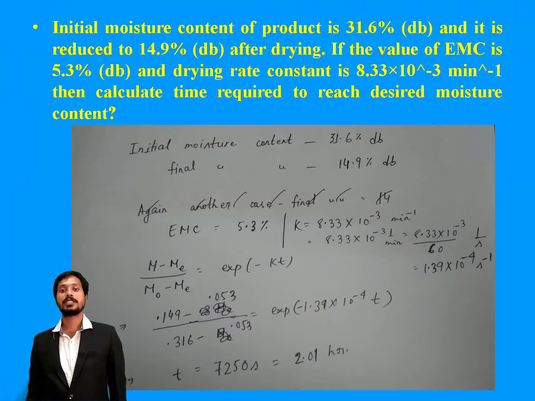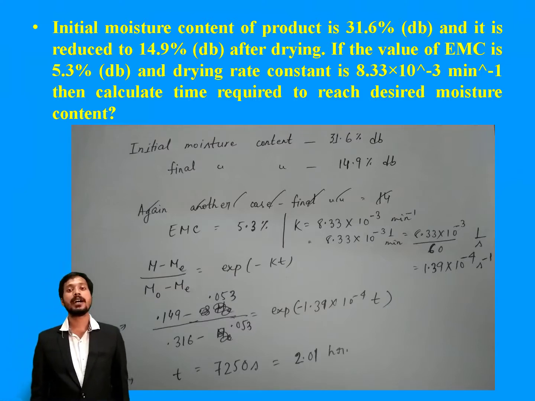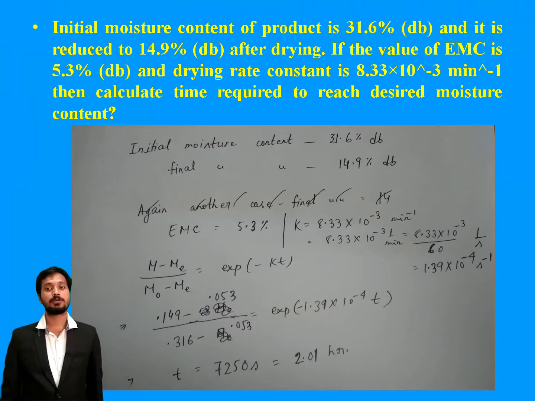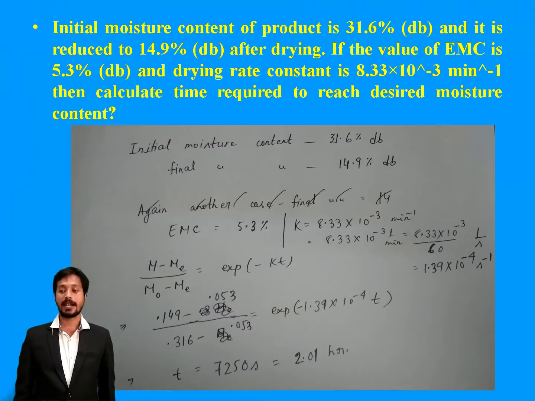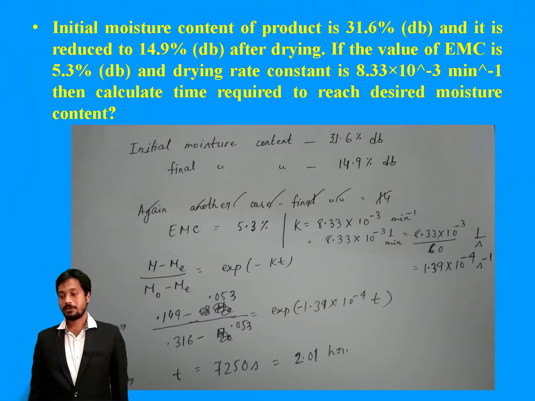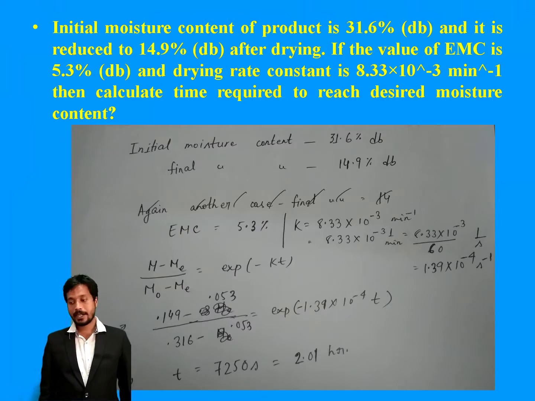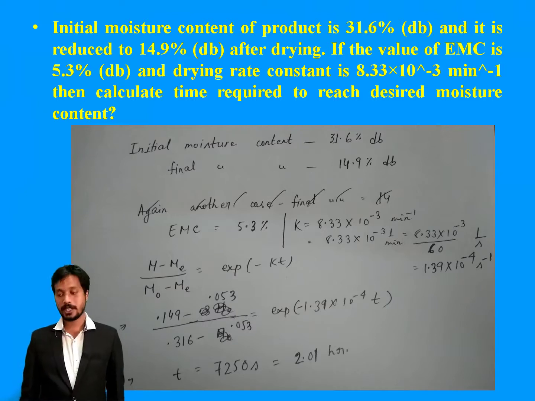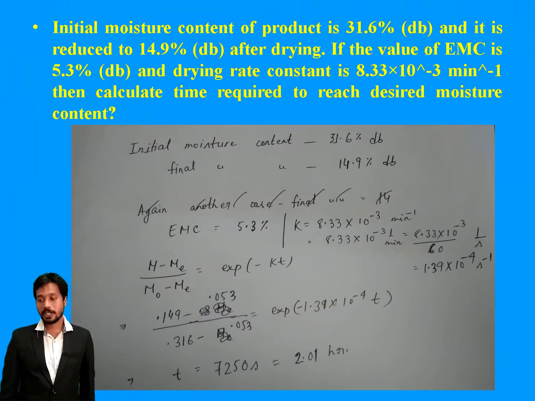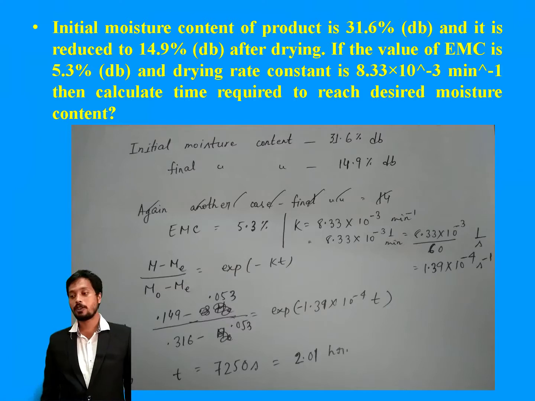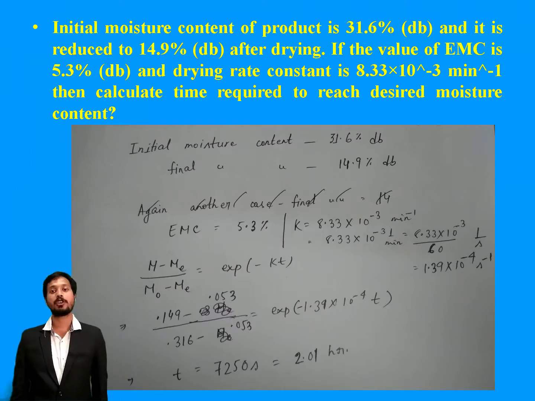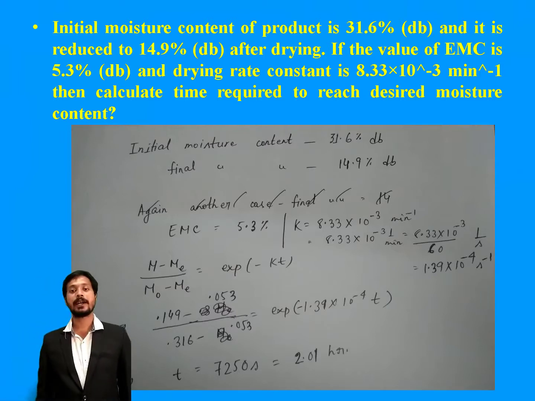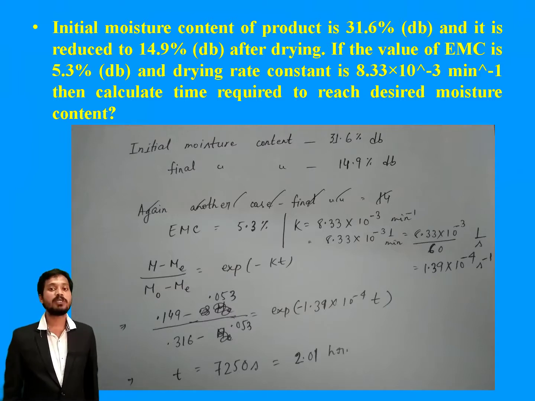So now if we put this in the formula, m minus me by m naught minus me equals exponential of minus kt. So m is how much? 0.149 minus 0.053 divided by 0.316 minus 0.053 equals exponential of minus k. K how much? 1.39 into 10 power minus 4 into t. T we have to calculate. So if I simplify it, the time comes 7250 seconds.